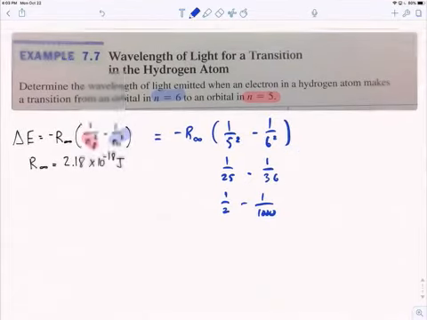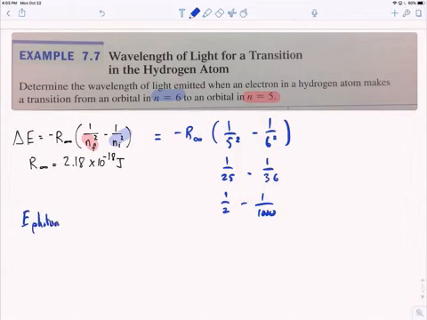Which means that the electron is losing energy. So the electron going from 6 to 5 is losing potential energy. This is the delta E of the electron. But the energy of the photon is going to be positive: R infinity times 1 over 25 minus 1 over 36, because the energy loss of the electron is going to be transferred to the photon. Does that make sense?